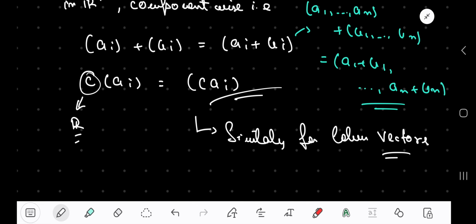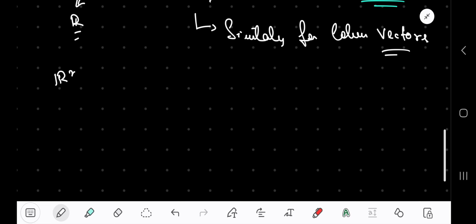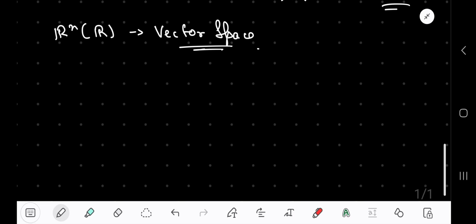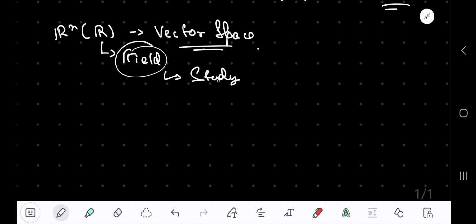A more technical term would be to say that Rn over R forms a vector space. If you have studied linear algebra, you should be pretty much acquainted with this term. We also have that R is a field. I'm not defining what a field is, but at least see the definition of it. That's quite easy to observe. The next thing which we require is the notion of a basis, the simplest notion of a basis.